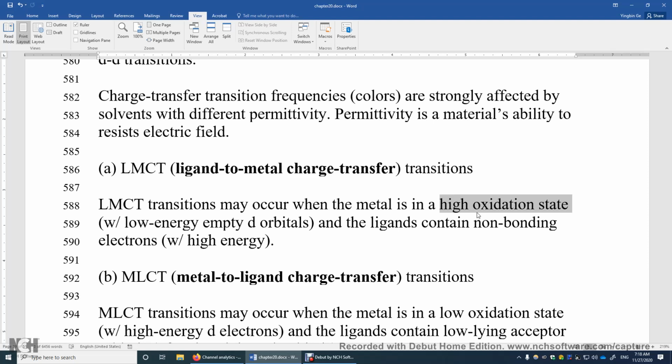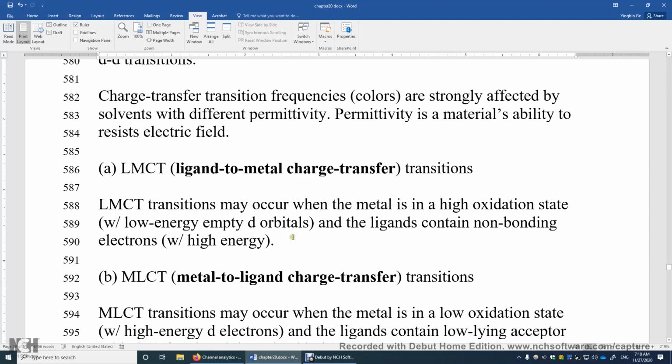And also you may picture this: we have very low energy, empty d orbitals, ready to accept electrons. Meanwhile, the ligands often contain non-bonding electrons. Why is that? Well, non-bonding electrons have higher energy than bonding electrons. So it's easier to give away the non-bonding electrons than the bonding electrons.